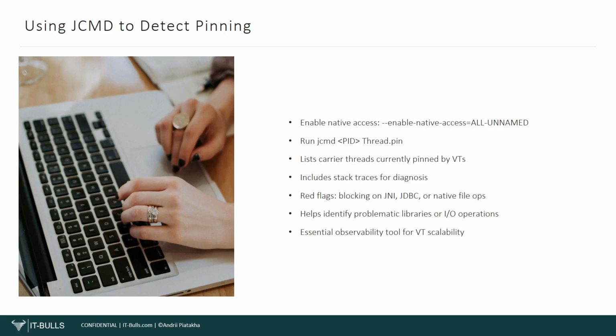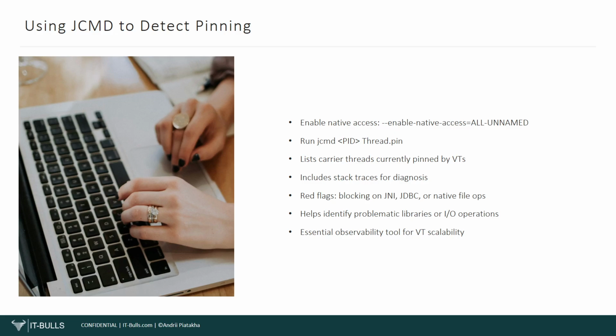The specific command we're interested in is jcmd followed by the process ID and then Thread.pin. This command produces a list of carrier threads that are currently pinned by virtual threads. Each entry includes a stack trace that tells us what the thread was doing at the time it became pinned. If you see a virtual thread blocking on a native method, perhaps a JDBC call or a file system access through a native channel, that's a red flag.